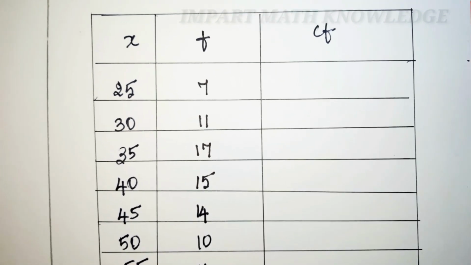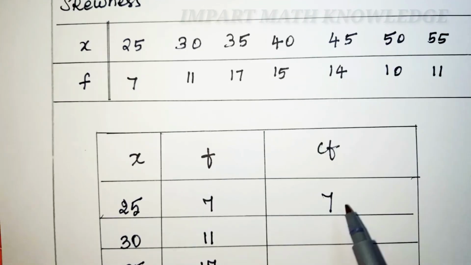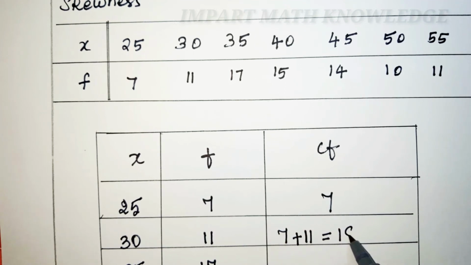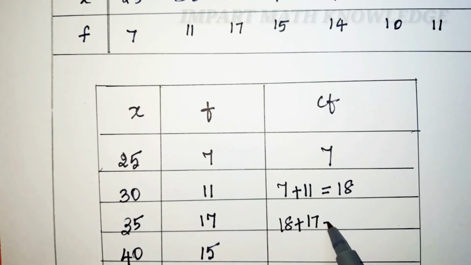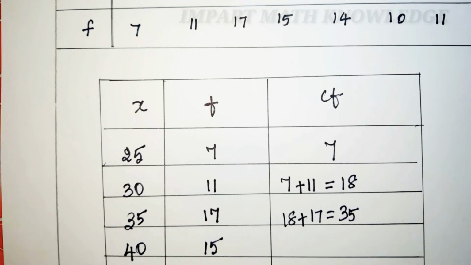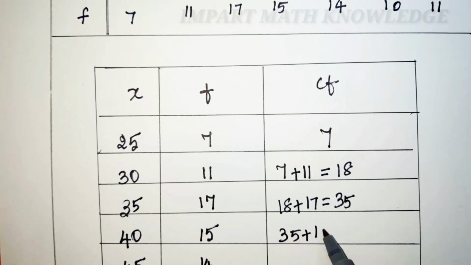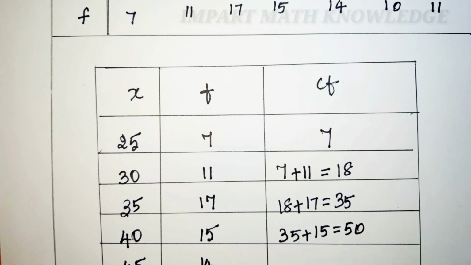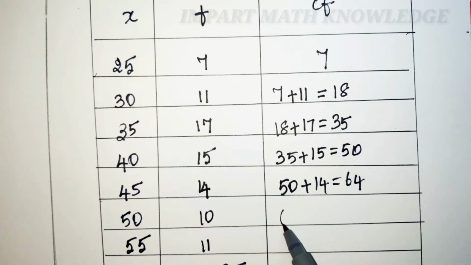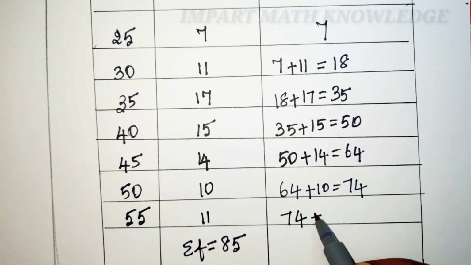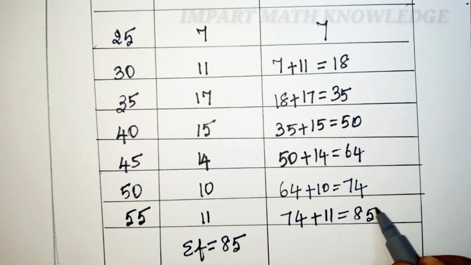Now we have to find the cumulative frequency. First value, write as it is. Second one, 7 plus 11 is equal to 18. 18 plus 17 is equal to 35. 35 plus 15 is equal to 50. 50 plus 14 is equal to 64. 64 plus 10 is equal to 74. 74 plus 11 is equal to 85.